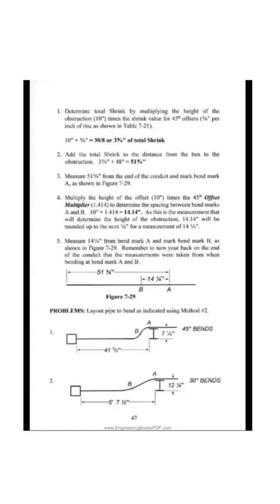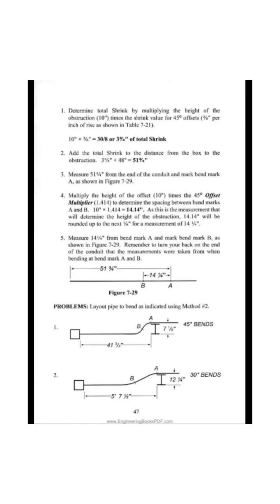10 inches times 1.414 equals 14.14. As this is the measurement that will determine the height of the obstruction, 14.14 will be rounded up to the next 1/4, for a measurement of 14¼. 5. Measure 14¼ from bend mark A and mark bend mark B, as shown in Figure 7-29. Remember to turn your back on the end of the conduit that the measurements were taken from when bending at bend marks A and B.